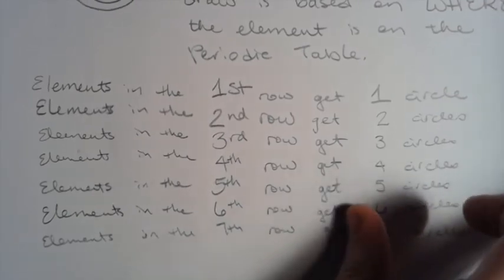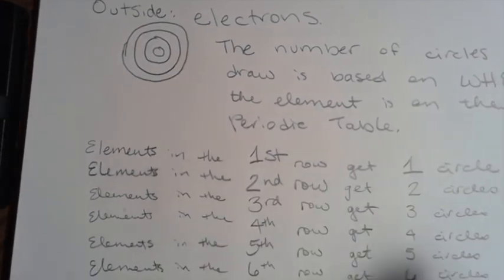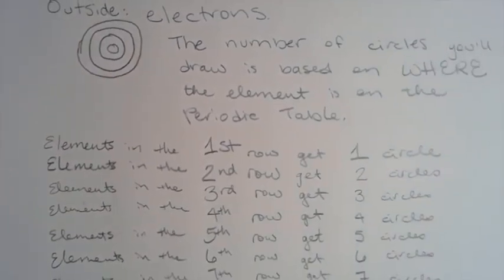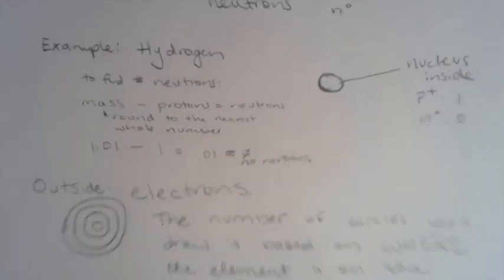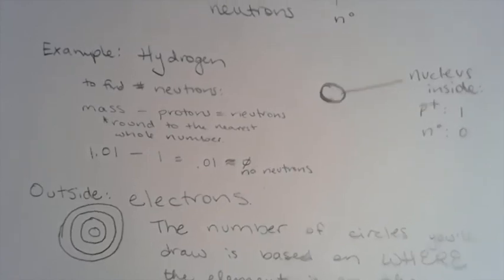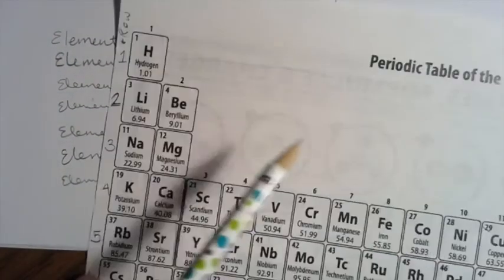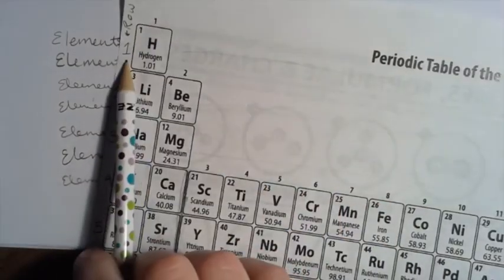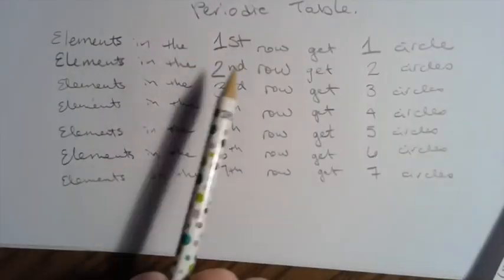Okay, so we have figured out so far that the outside has the electrons, and the number of circles is based on the row of the periodic table. The row determines the number of circles. We will get back to our hydrogen example. It's got an inside right now, and let's do this step. How many circles will we draw for hydrogen? Hydrogen is in row 1, the first row, that top row. So our picture of hydrogen will have 1 circle.